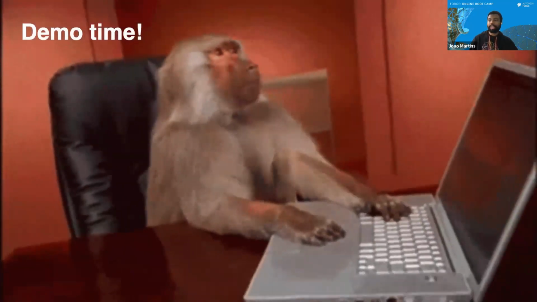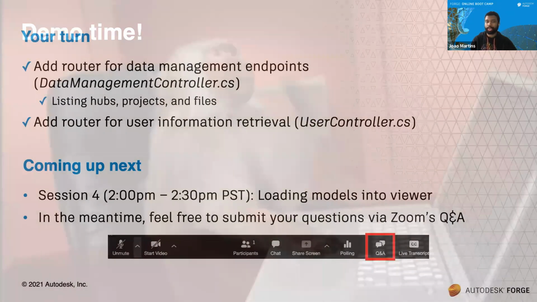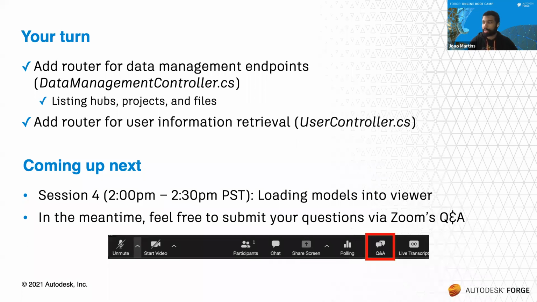Now it's your turn. Add both of these controllers, the data management controller and the user controller, and post your questions if you have any, post your doubts. I'm going to paste this page that I used to URL encode our hash symbol, so you can do the same checking. And I'll see you to end our application on session 4.